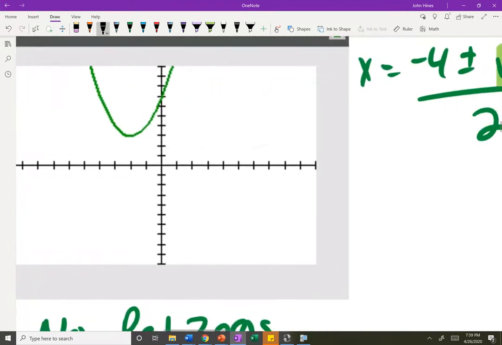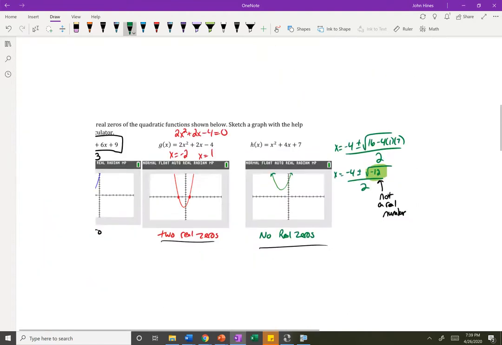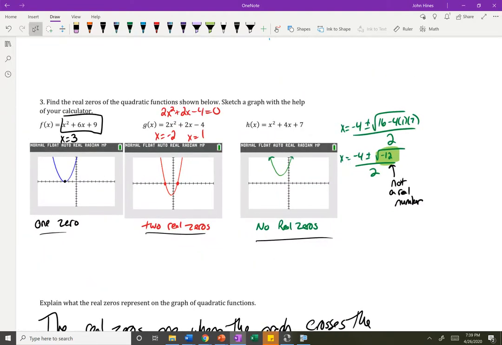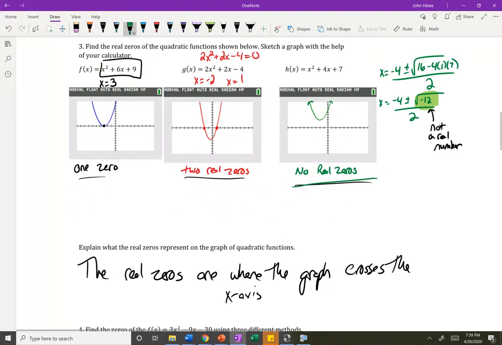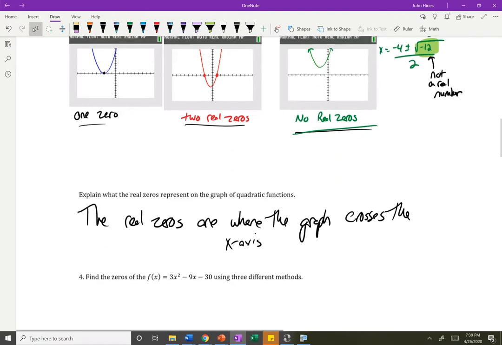Or, like we saw when we solved things algebraically and graphically, these parabolas never touch the x-axis. And when we solve them, we get square roots of negative numbers. So we give up and say there are no real zeros. The whole idea of this lesson is the zeros are where I cross the x-axis.